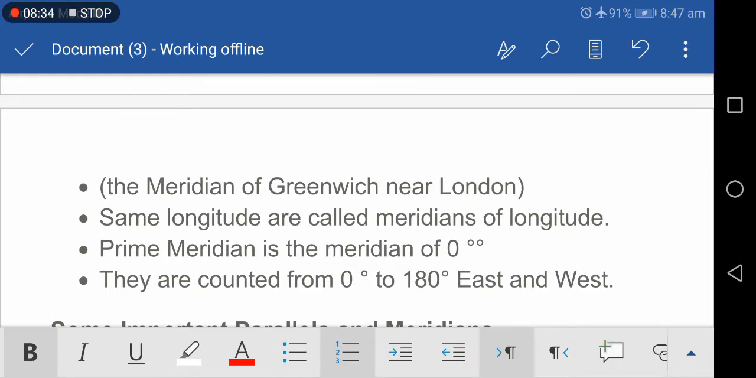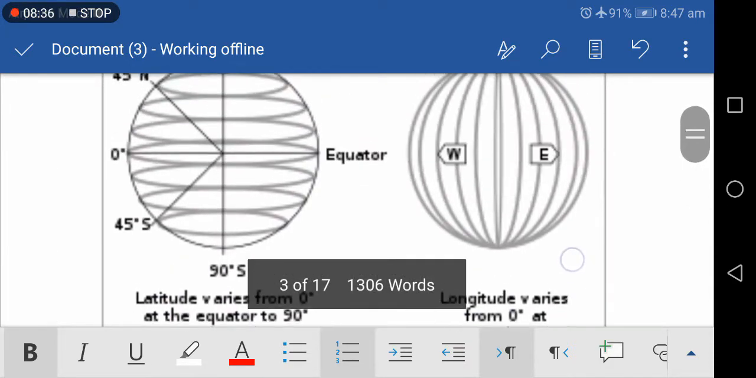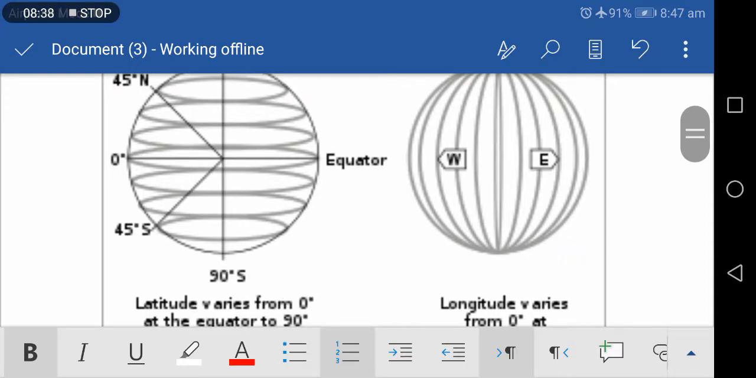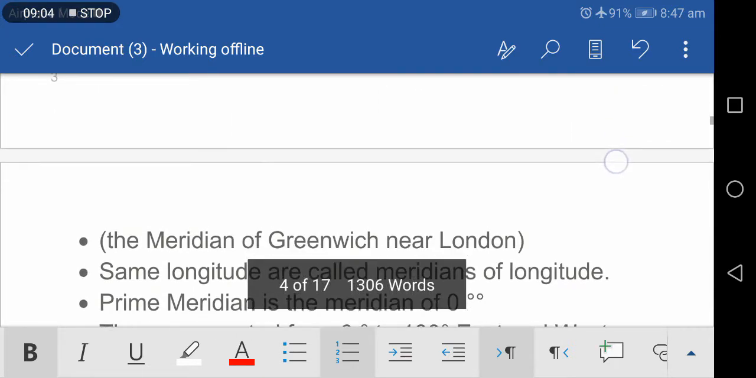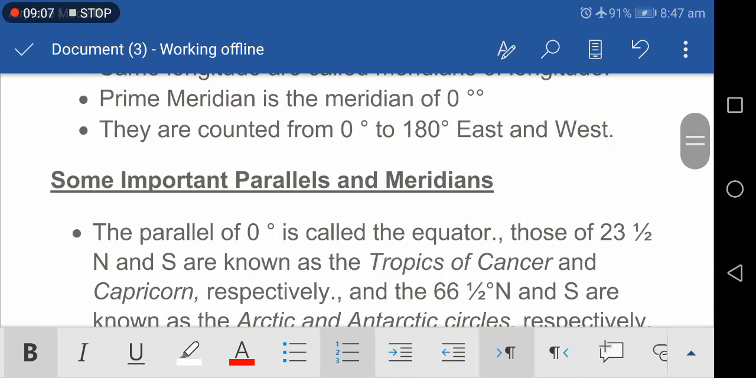Lines joining places at the same longitude are called meridians of longitude. The prime meridian is the meridian of 0 degree. There are 360 longitudinal lines, and all of them converge at the poles. They are counted from 0 degree to 180 degrees east and west. See the picture, and some important parallels and meridians I have given.